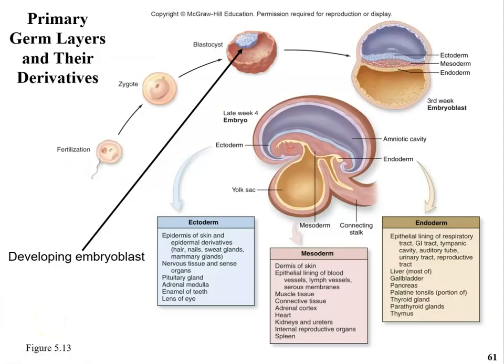All right, this picture is from your book. It's good for review, especially these boxes here that tell you the different structures that are derived from the different germ layers. And I would be familiar with these, especially the big takeaways. For example, the ectoderm, all nervous tissue comes from the ectoderm. All of your skin comes from the ectoderm. The endoderm, you're going to be thinking epithelial linings, okay? And the mesoderm, you should be thinking muscle and blood, okay?